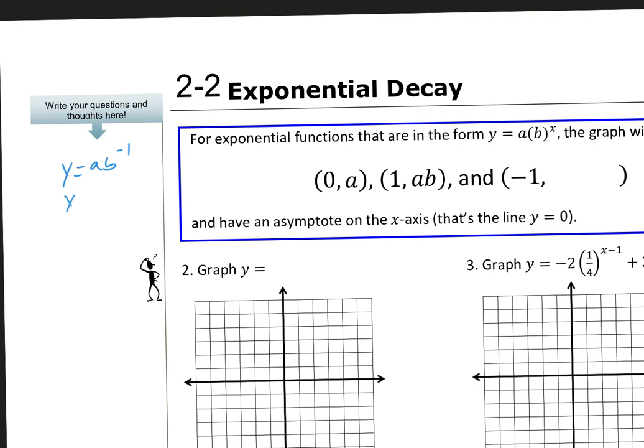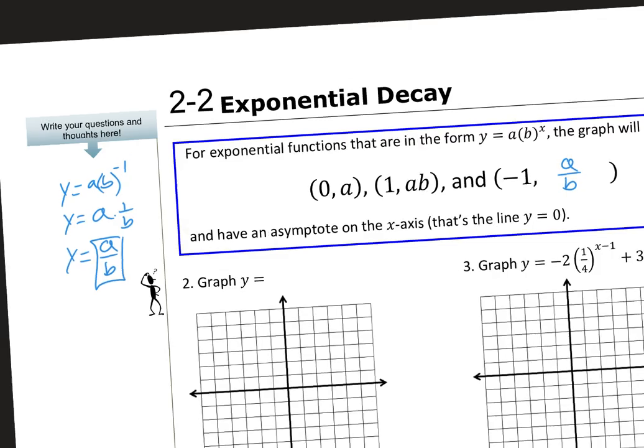Well, remember, -1 as an exponent just means you flip. So this would only apply to the b. You could think of this as 1 over b. And when you multiply a fraction times the whole number a, the a just goes on top. So you get a over b. It turns out that when you plug in a -1 in this format, you're always going to get a over b.